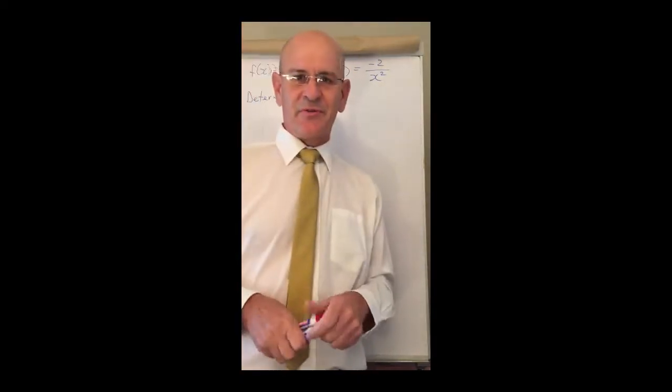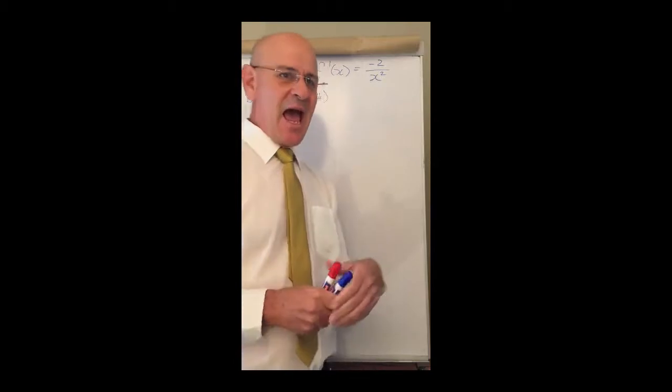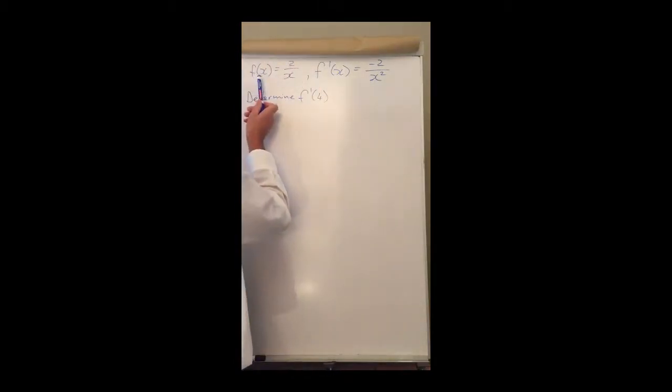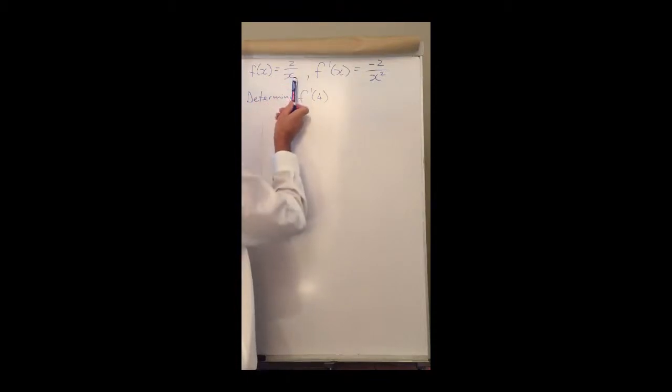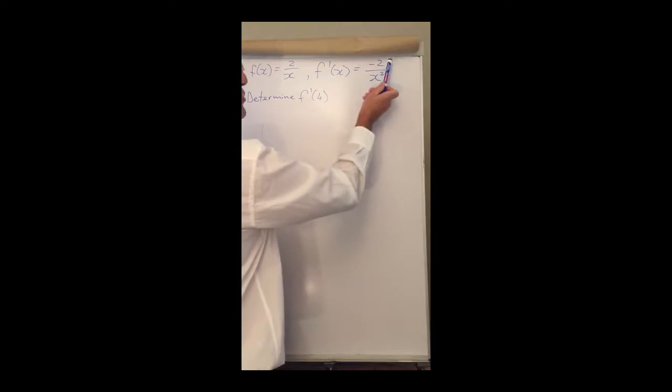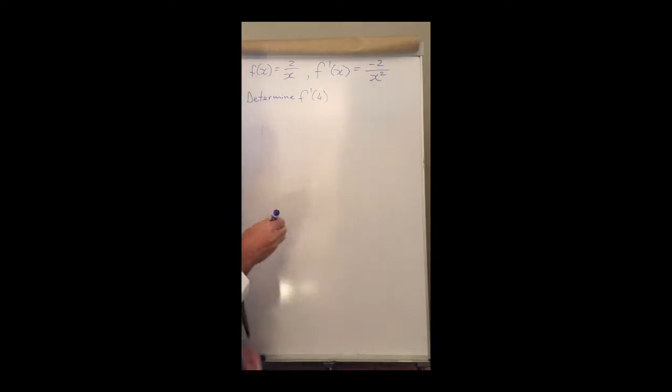Let's continue from here. Welcome back. And what we see is the following. We had f of x is equal to 2 over x, and the first derivative of f(x) is equal to minus 2 over x squared. Now, if the question is determine the value of f dash 4, that is very easy.